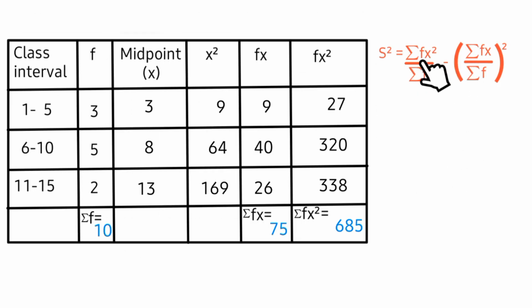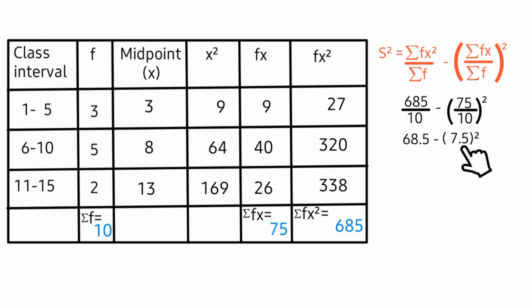This is the machine formula used in calculating the variance of our group data. We have summation fx square, which is 685, divided by summation f, minus summation fx divided by summation f, all square. 685 divided by 10 gives 68.5. 75 divided by 10 gives 7.5, then square. So we have 68.5 minus the square of 7.5. Therefore, the variance will be 68.5 minus 56.25, gives 12.25 years.